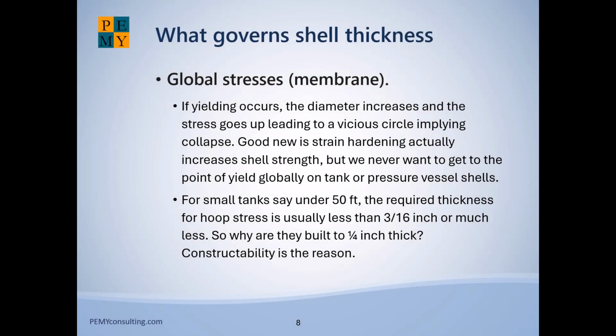Shell thickness is often governed by global membrane stresses as opposed to local forces and effects. If a tank shell were to globally yield, the diameter would increase, stresses would rise further, and the stability might be compromised, as you can see from the hoop stress formula. So in this case, API 650 and 653 are written to rigorously prevent global yielding with the possibility of a catastrophic failure. For many small tanks, the calculated hoop stress thickness is quite thin, and API minimum thickness and constructability rules apply rather than global stress limitations.